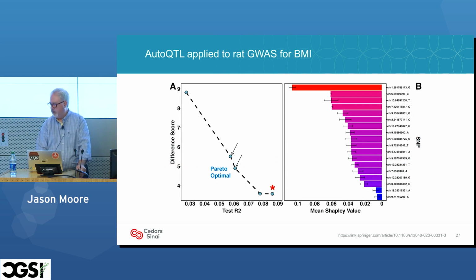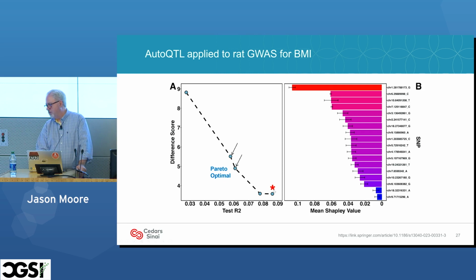Here are the Pareto optimal models that we found. Again, we look at this bend, this middle part, as a balance between the difference and the testing R-squareds. And these are the Shapley values. Think of these as, for each of the 18 GWAS hit SNPs, the relative importance of each SNP to the predictive ability of the pipeline.